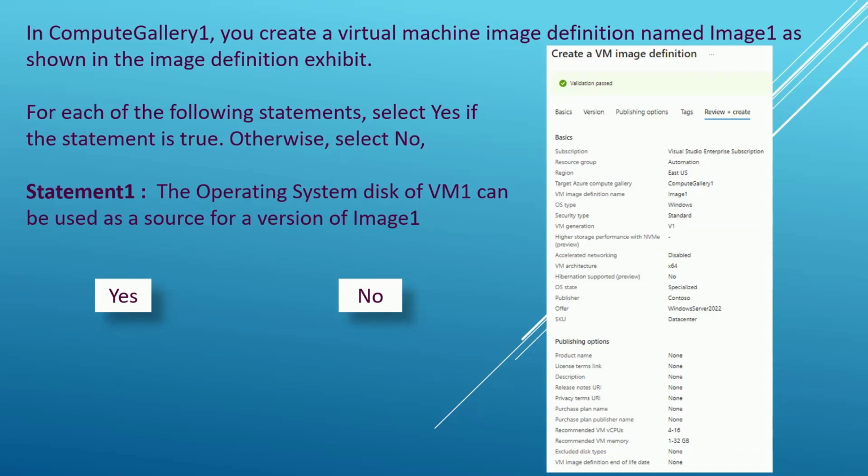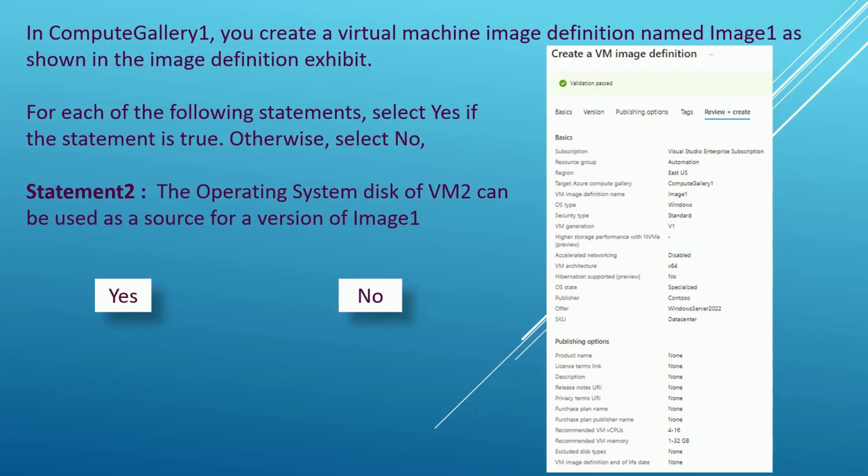Now, the first statement is the operating system disk of VM1 can be used as a source for a version of image1. Look at the VM generation in the screenshot and it says V1, which means it supports generation 1 images. However, VM1 is a generation 2, so an incorrect statement. Let's look at second statement. The operating system disk of VM2 can be used as a source for a version of image1.